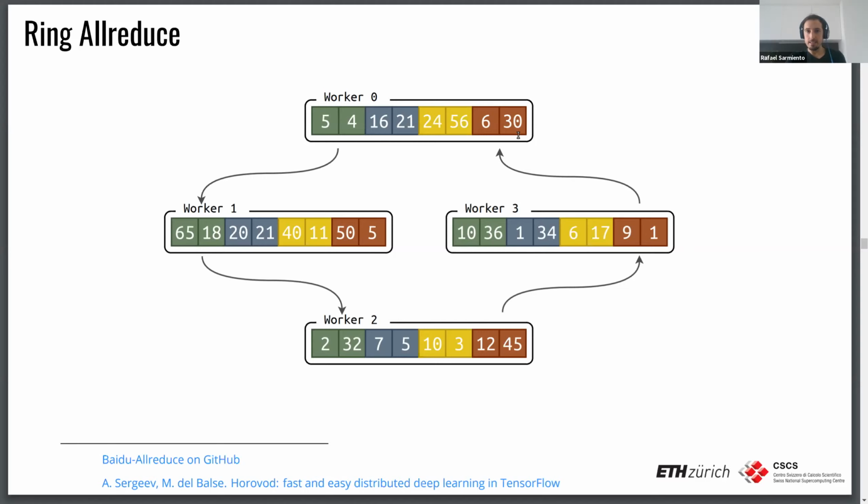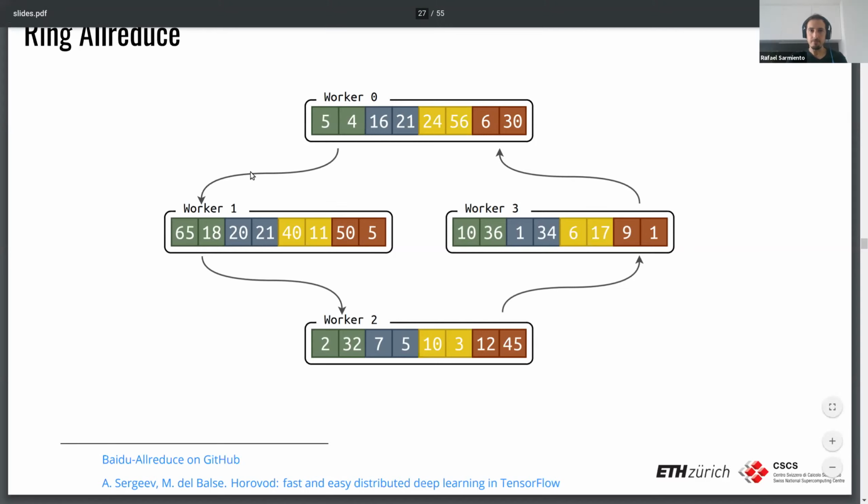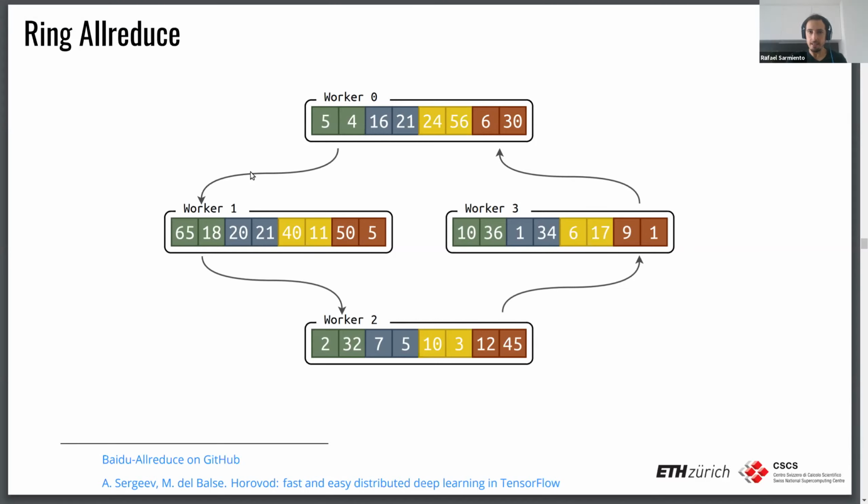And in this ring of communication, the arrays are not going to be sent entirely. They are going to be sent only by chunks. So anytime data is sent, it's going to be one of the chunks, never the whole array. This is the main thing of Ring AllReduce. Now we're going to see how the algorithm operates.